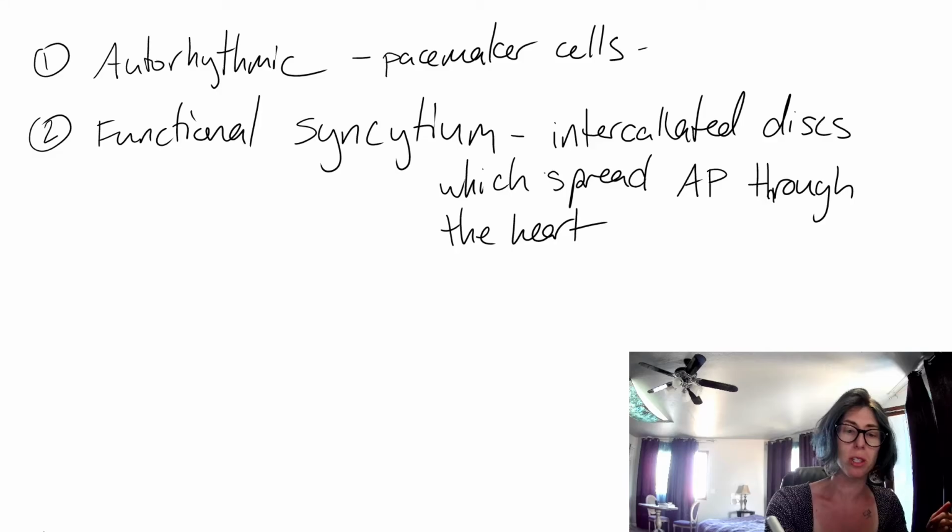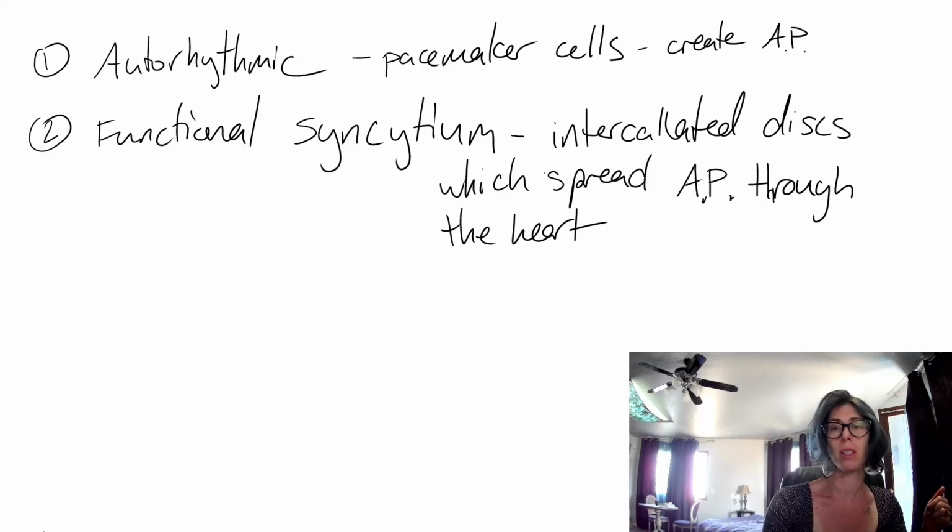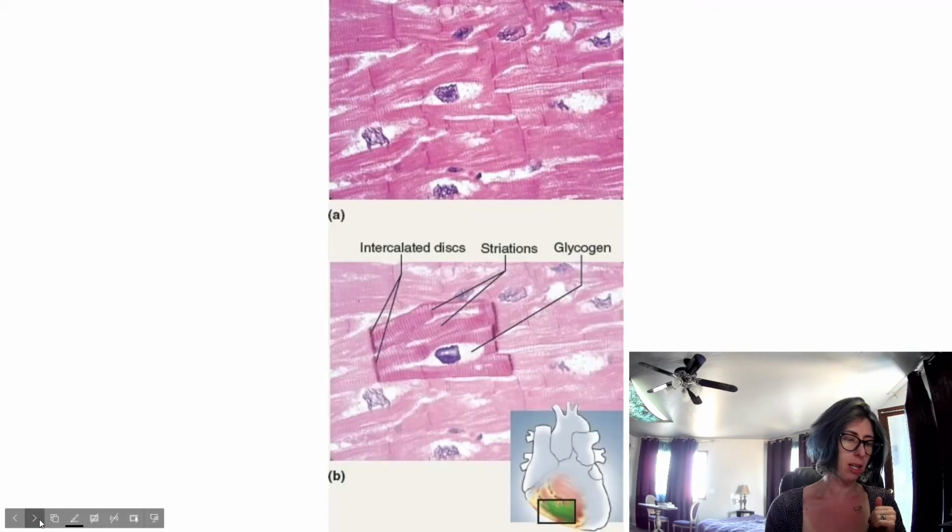So the pacemaker cells create action potentials, and the intercalated discs allow those action potentials to spread through the myocardium, or the heart muscle. So let's move to the next slide.